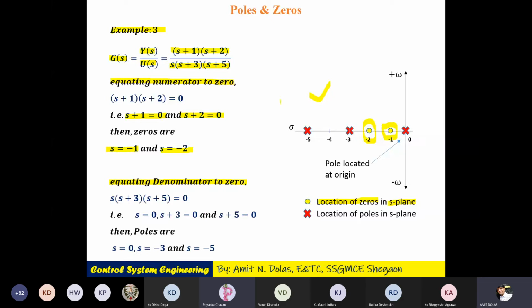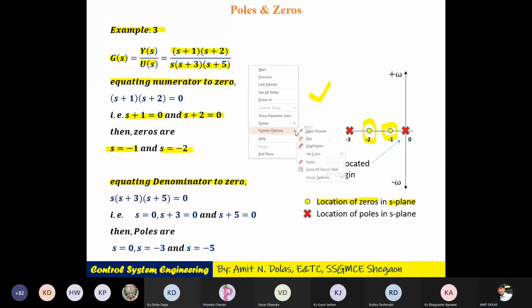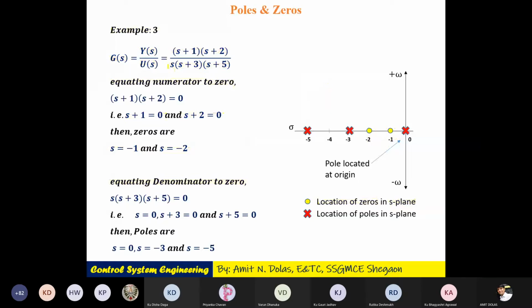So equating the denominator of this transfer function to 0: s into (s plus 3) into (s plus 5) is equal to 0. So I will get 3 poles. s is equal to 0. Then putting s plus 3 is equal to 0, I get another pole, that is -3. Putting s plus 5 is equal to 0, I get another pole, that is -5. So there will be 2 zeros and 3 poles here.